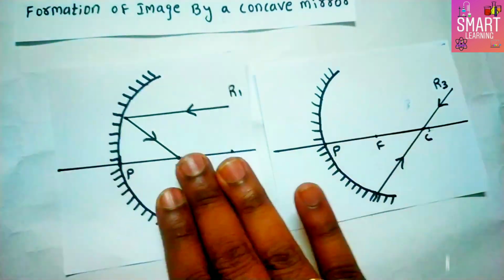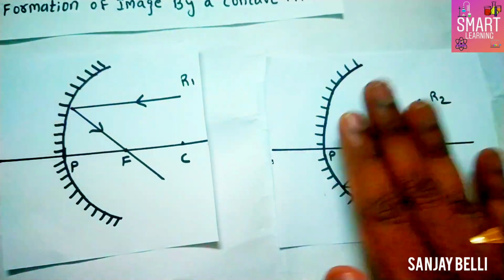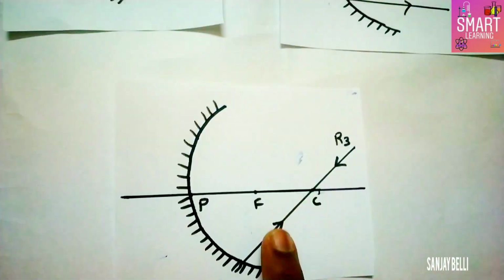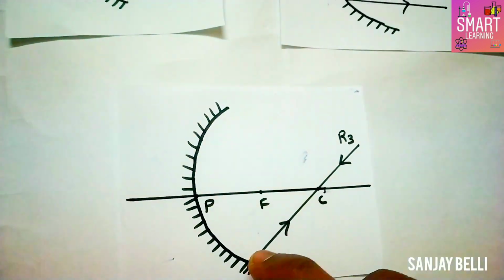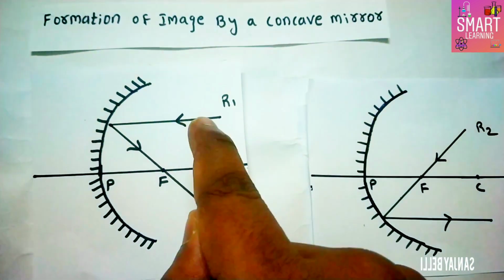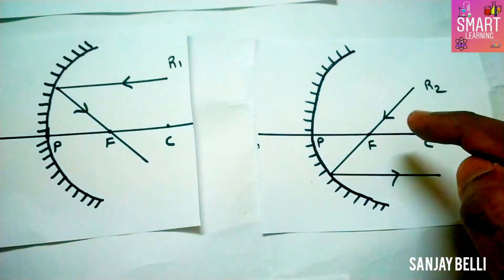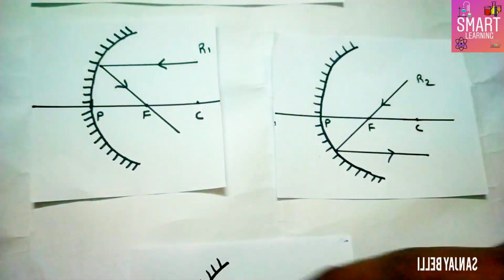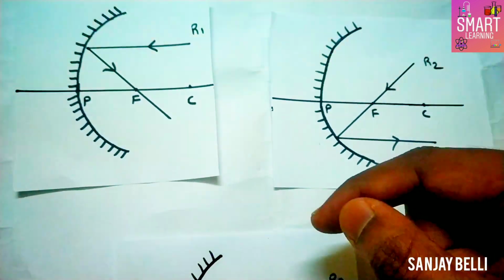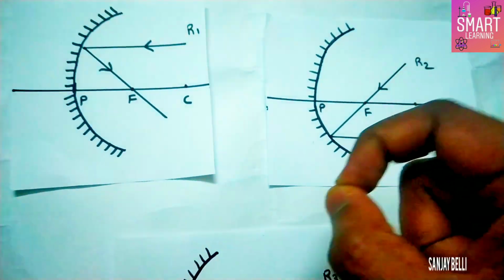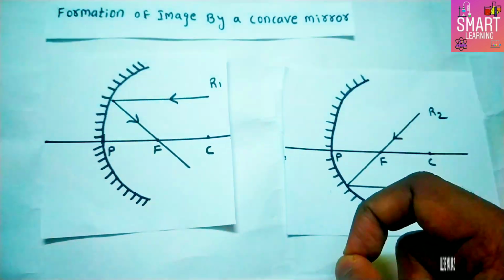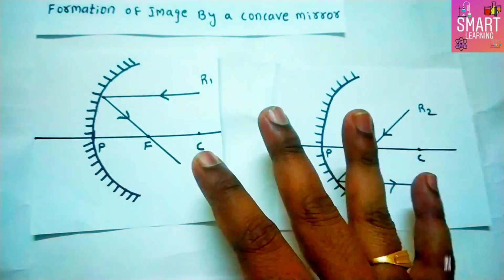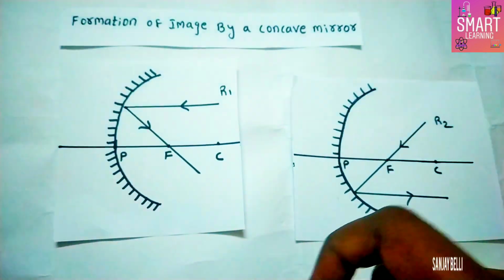And you have your rule 2, which passes through the focal point and reflects parallel to the principal axis. And you have your third rule: it passes through the center of curvature and reflects back through the center of curvature. You can see this is the incident ray, reflected ray, incident ray, reflected ray, incident ray, reflected ray. Among these three rules you can use any two. Why? Because an image will be formed where the reflected rays intersect. Now let me go for the ray diagrams. I can arrange them in an easy way to understand how an image can be formed by a concave mirror.